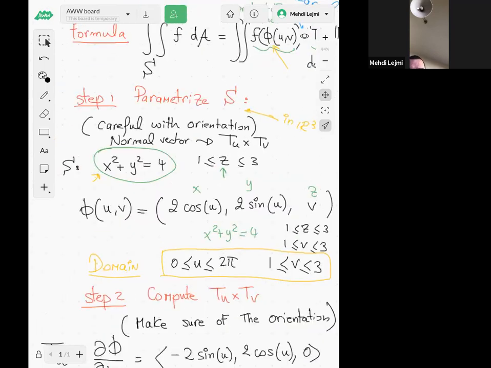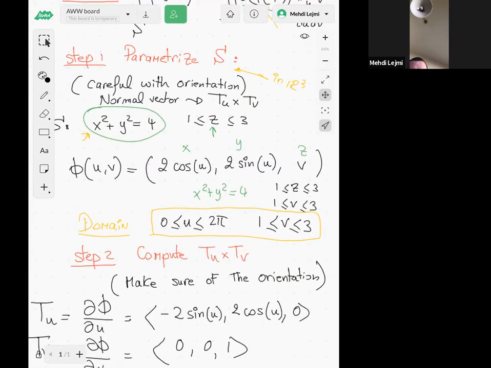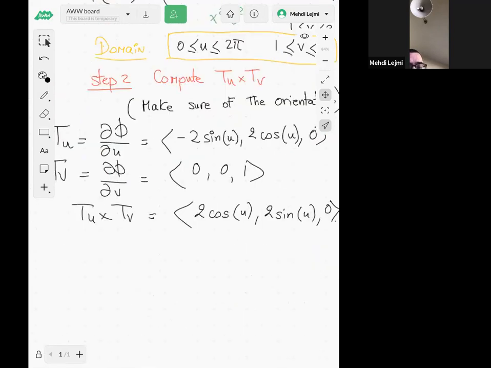Let's say u. So here's my domain: u is between 0 and 2 pi, and v is between 1 and 3, right? So for example, let's say u is 0 and v is between 1 and 3. So let's say v is 1. So what's phi of 0, 1? That would be a point on the cylinder, right? So phi of 0, 1.